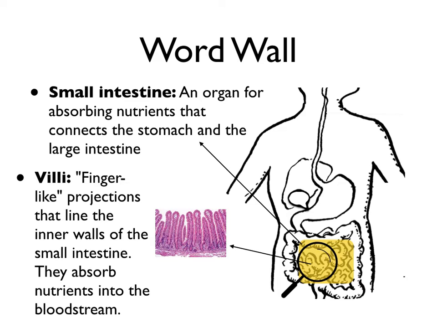The villi allow nutrients that are concentrated in your small intestines to diffuse into the bloodstream and then be transported to your cells. Pause this video now and write down the terms for small intestine and villi in your word wall.